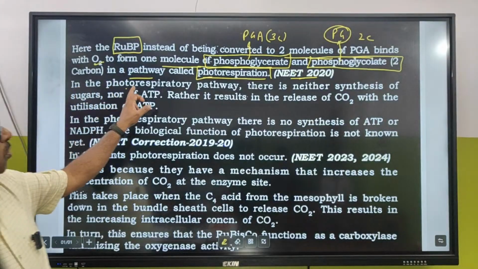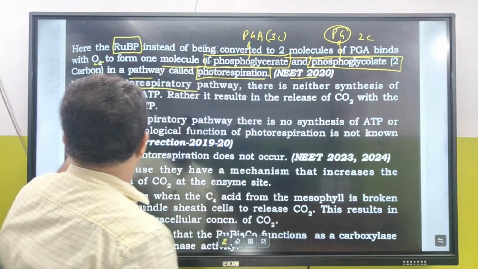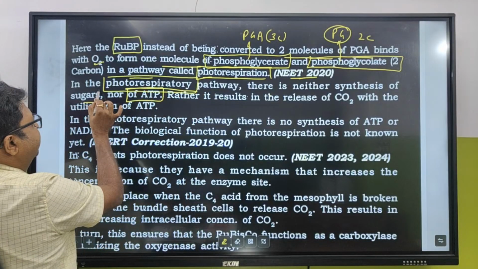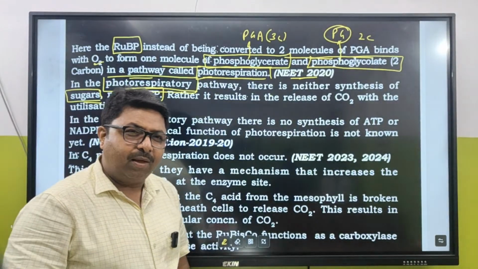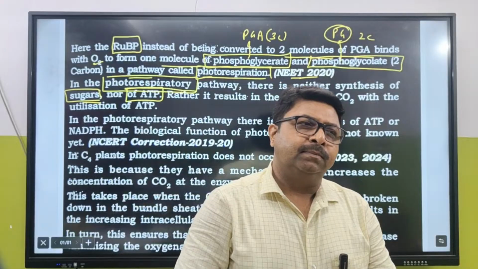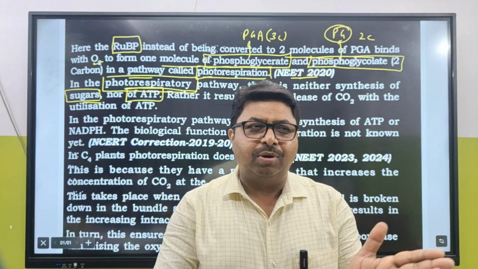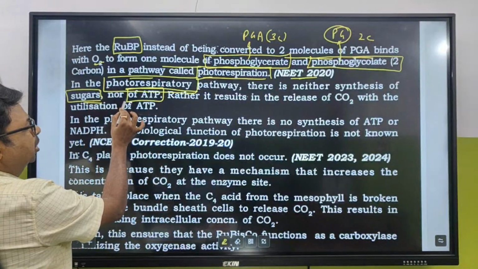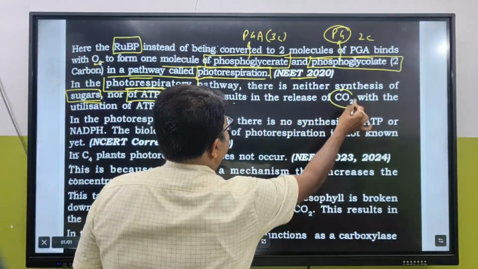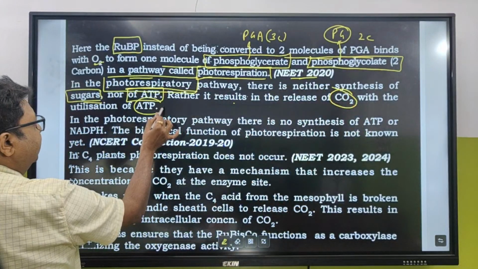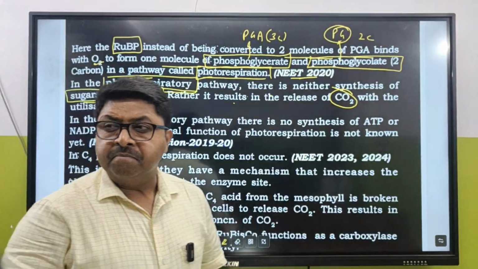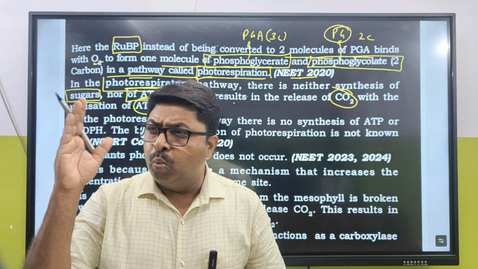C4। In the photorespiratory pathway there is neither synthesis of sugars nor of ATP। কি রে photorespiratory pathway তে না ATP তৈরি হবে না সুগার তৈরি হবে। আর সরাসরি বলবে কেন? বলো, আমি প্রশ্ন করলাম তোমাকে, চলো। In photorespiratory pathway, there is neither synthesis of sugar nor of ATP. Rather, it results in the release of carbon dioxide with the utilization of ATP. ATP utilize করছে কার্বন ডাইঅক্সাইড ছাড়ার জন্য, বাট ও সুগার তৈরি করছে না, ATP তৈরি করছে না। What is photorespiration? We have talked about that it is a wasteful process.